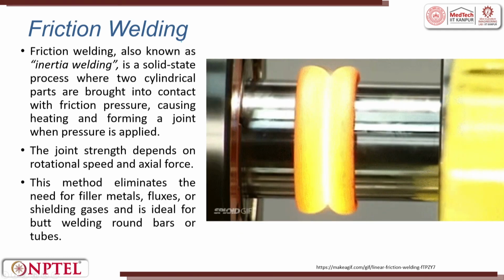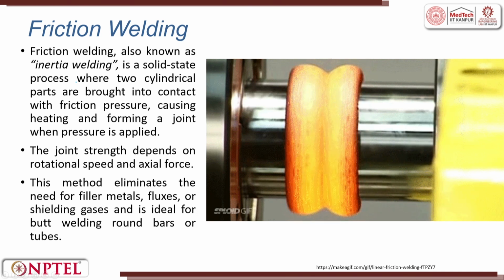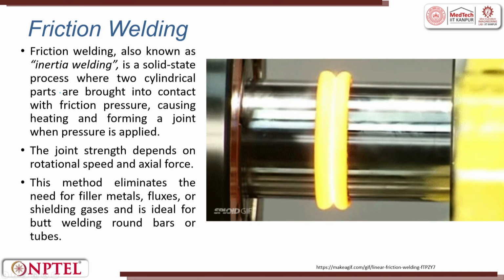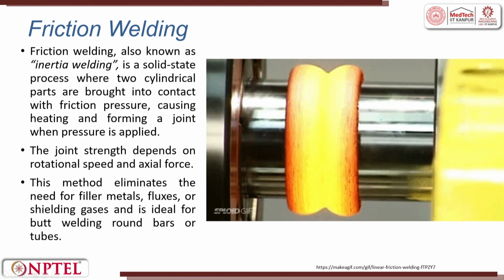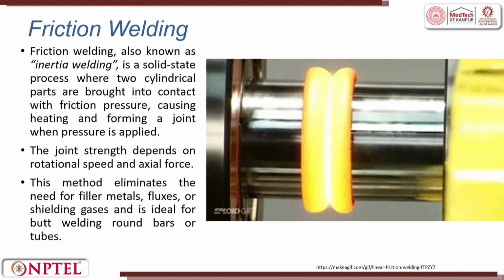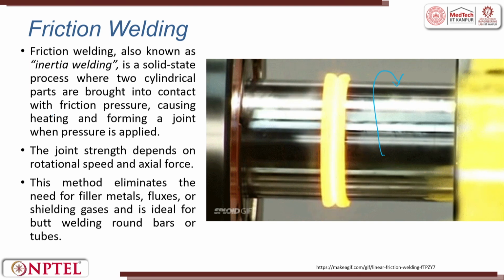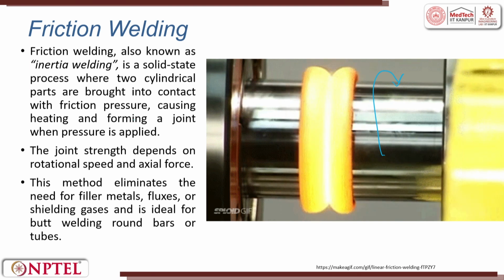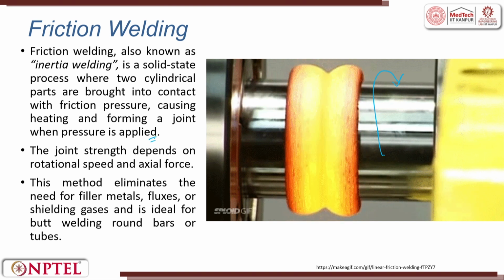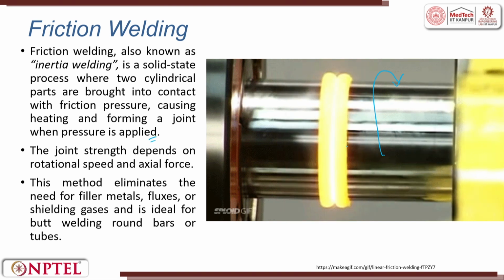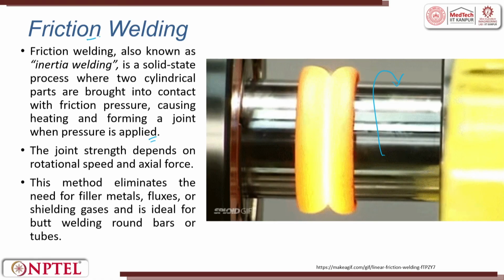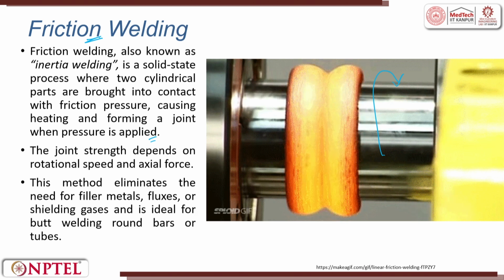Next is the friction welding process. Friction welding, also called inertia welding, is a solid state welding process wherein two cylindrical parts are brought together, causing high friction. You can try to rotate also. Two cylindrical parts are brought in contact with friction pressure, causing heating and forming the joint when pressure is applied. You can either have this way pressure, or you can have one constant and the other rotating. This also creates friction. The friction creates heat, that is why it is called the friction welding process. The heat is created, then pressing happens.